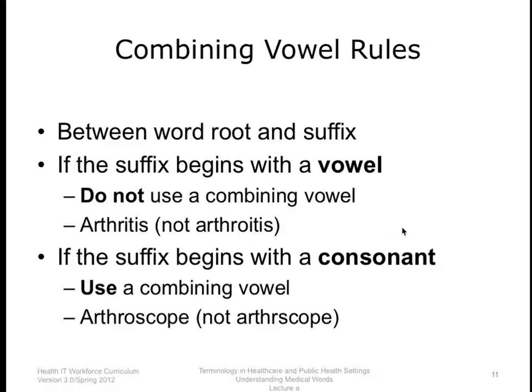If the suffix begins with a consonant, then you use the combining vowel. And that's where we typically use the combining vowel O. For example, we take that root word of arthr again, and now we combine it with scope. Scope is a tool that lets you visualize. In that situation, because scope begins with a consonant, here we need a combining vowel. So this becomes arthroscope.